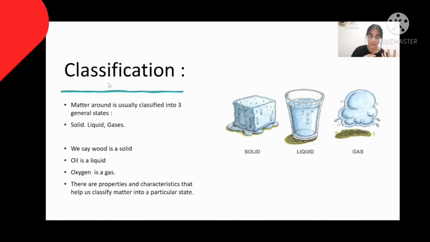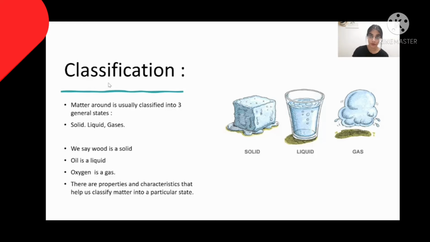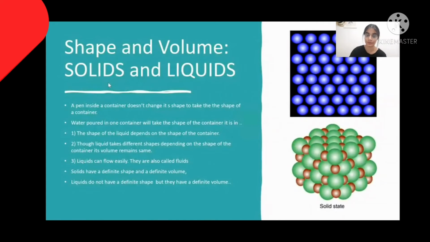We say wood is a solid, we say oil is a liquid, we say oxygen is gas, we say glass is a solid, we say the pen that you're holding is a solid. But then how are you able to classify this particular pen as a solid, or water that you drink as liquid, or oxygen, the air that you breathe in, as a gas? There are properties and characteristics, or rules, that help you recognize whether the matter that we see is a solid, a liquid, or a gas. Let us discuss this further.